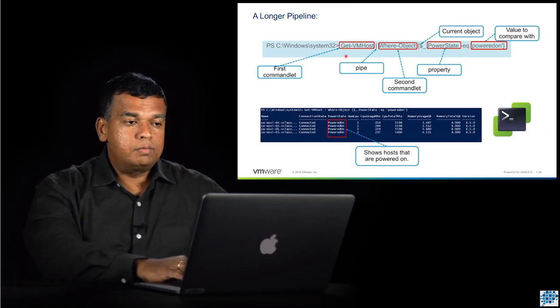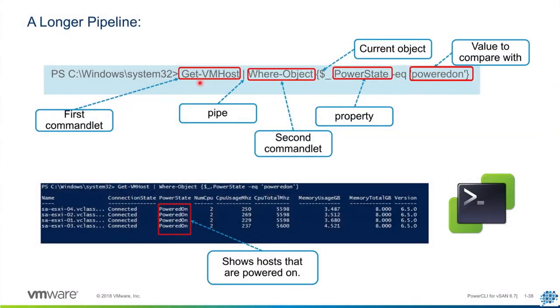Here we are using the same commandlet, which is Get-VMHost, and I'm using this pipe symbol here, and I'm piping it over to another commandlet called Where-Object. Basically, the Where-Object commandlet is used as a filtering mechanism to filter the particular piece of information which you're looking for. So here I'm using Where-Object along with a condition which says if the PowerState property of that object is PoweredOn, then only select those objects.